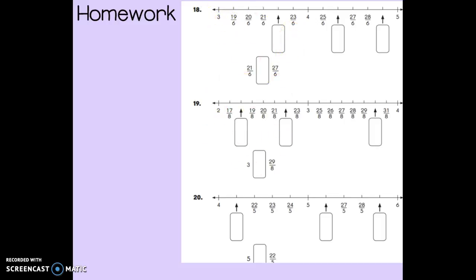Let's look at this one as an example right now. 19/6, 20/6, 21/6. This would be 22/6. But I see that both of those numbers are even numbers, so I do know I can cut them in half. Half of 22 is 11. Half of 6 is 3, so that's equal. 23/6, 24/6, 25/6. Keep filling them in, and then do your greater than less than. That should be the rest of your homework. Good luck.